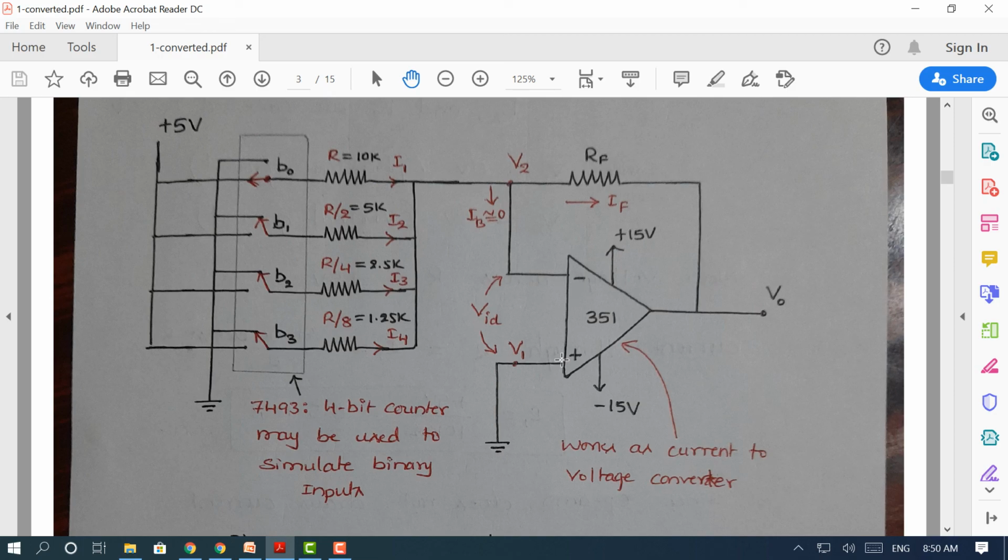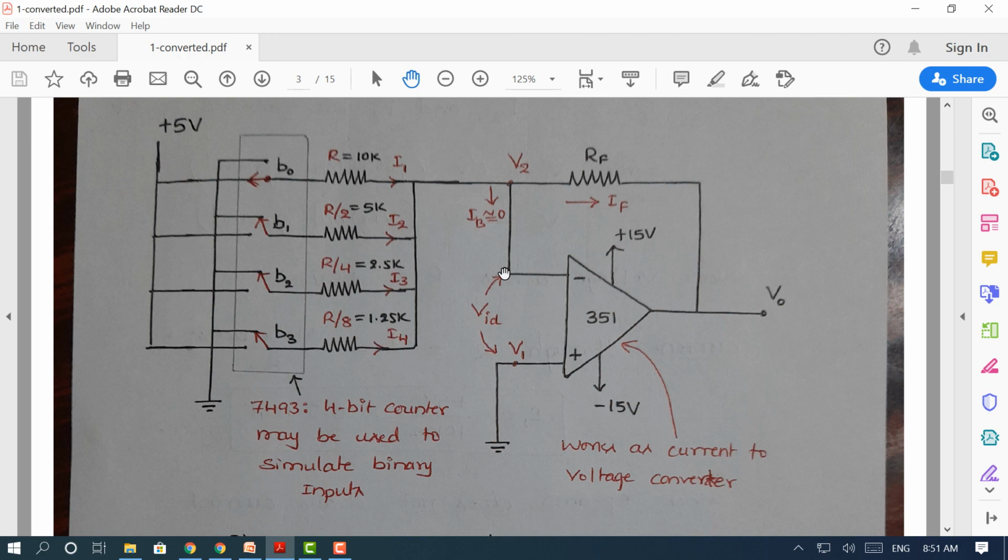And also we need to understand the virtual ground concept here. Since V1 is physically grounded, the voltage at V2 will be similar to the voltage applied at the non-inverting terminal. So V2 stays at ground, and this ground can be called virtual ground. As long as the op-amp is ideal, the voltage at V1 will be equal to the voltage at V2. Right now the V1 terminal is connected to physical ground, so V2 will be at virtual ground. This virtual ground concept is very important for analysis of circuits.